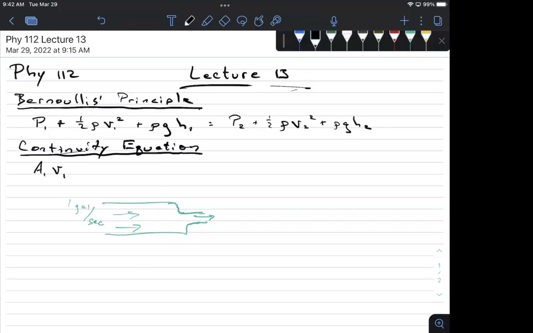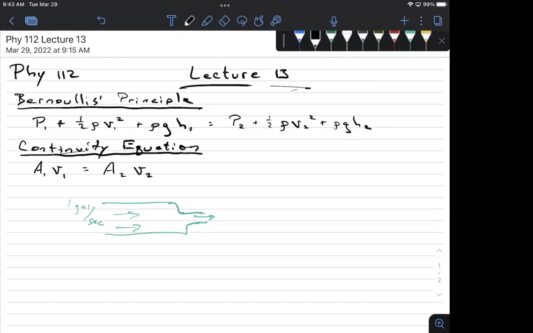That is the area of the pipe, the cross-sectional area, how big is the opening at one location, times how fast the water flows there, must be equal to the size of the pipe times the velocity of the water in the second location. Okay, so this is the volume flow rate is constant. That's what this equation is saying. Where A times V is the volume flow rate.